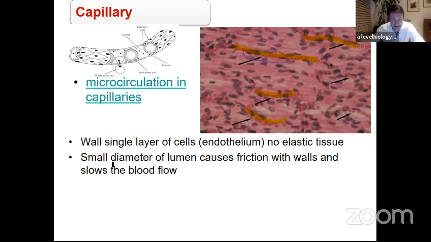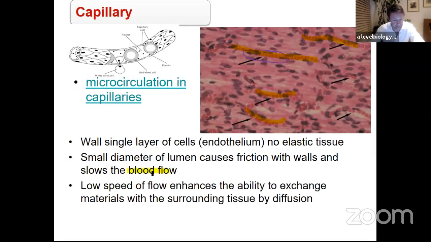Now, a point that students tend to miss is that because you've got a very narrow diameter of the lumen, it means that you have more wall, more edge in comparison to a big fat tube. Because of that, you've got more friction. Because of that, you slow down the flow of blood. Therefore, the pressure is lower.